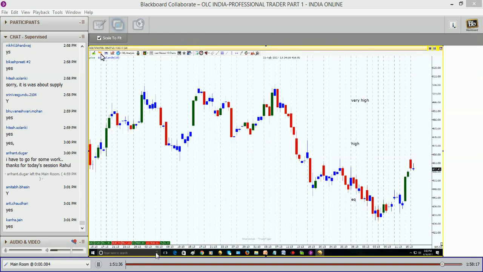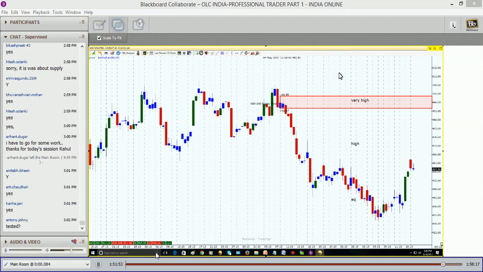On the 240, you will notice that there is a beautiful base drop over here. Now this base drop coincides with my very high of the curve, which means that it is coinciding with my higher time frame as well. Lovely looking zone to take a trade. I cannot mark this as my supply zone because look at this portion over here. This blue candle has come and tested it. That is why I cannot mark this.